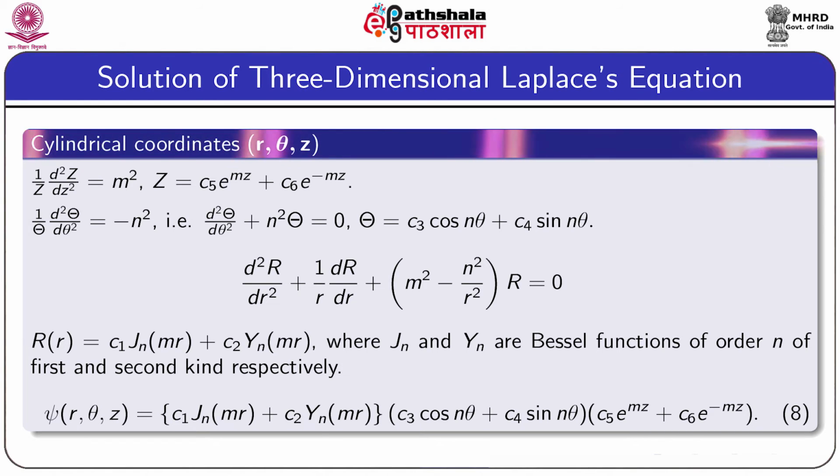Therefore, the solution of the Laplace equation in cylindrical coordinates becomes psi equals the product of R, Θ and Z, and these are the expressions for R, Θ and Z.